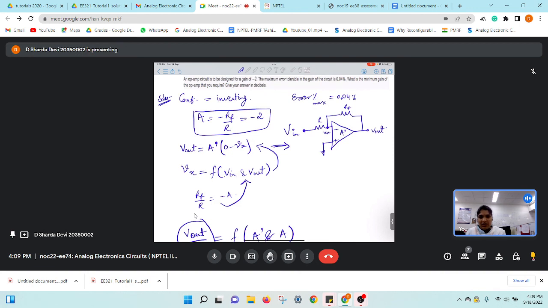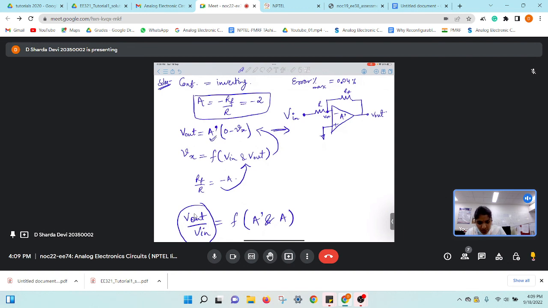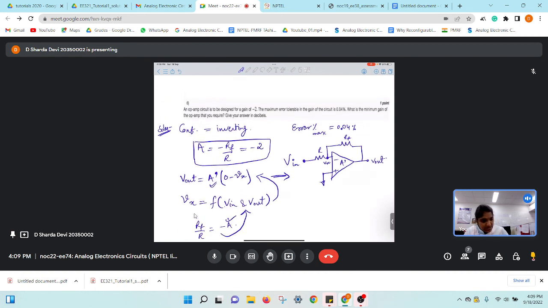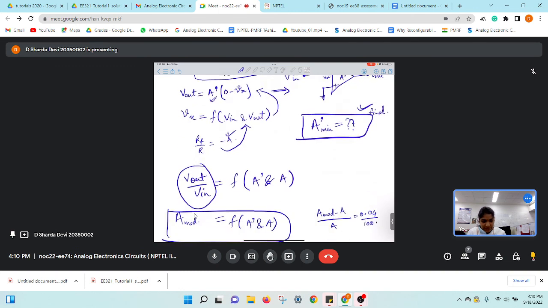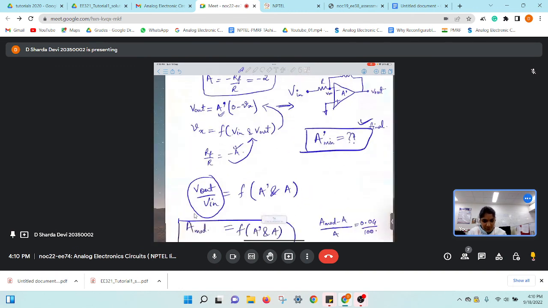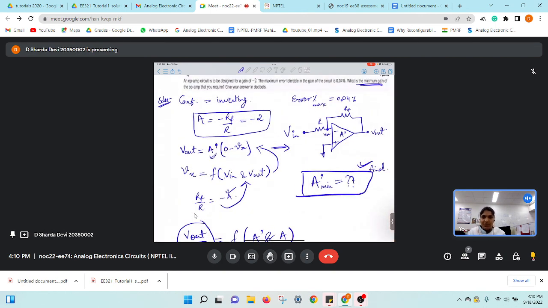It will take a little longer because you have to do calculations in each and every step, and then you will ultimately get an expression in terms of A dash, that is the open loop gain, and A, which is the closed loop gain. Ultimately, the minimum gain that has been asked is the minimum open loop gain. So you have to find A dash minimum. Okay, so this is the task. Finally you will get this. Clear? So this is how you have to proceed. It takes a little longer, so you can sit calmly and solve it step by step, then you will get the answer.